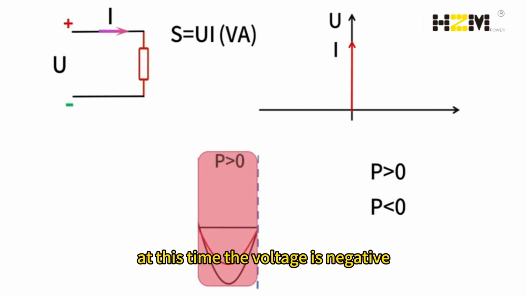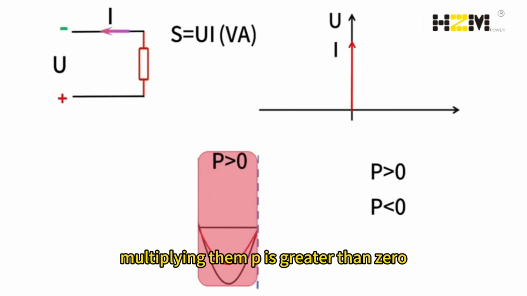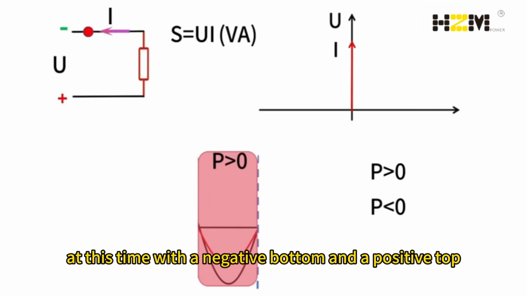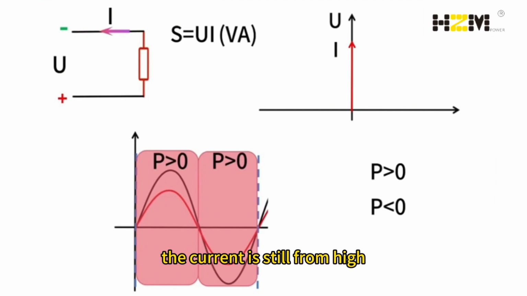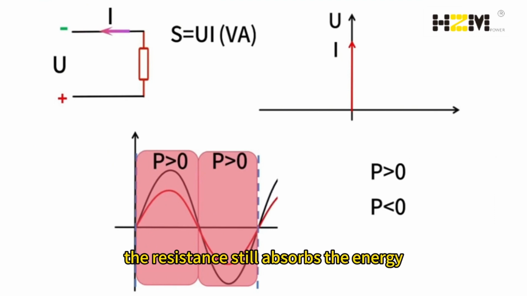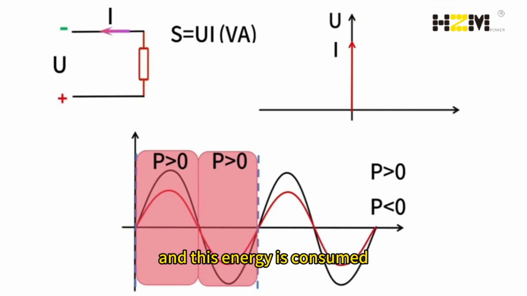At this time, the voltage is negative and the current is also negative. Multiplying them, P is greater than 0, also absorbing energy. At this time, with a negative bottom and a positive top, the current is counterclockwise. The current is still from high to low and is provided by the power source. The resistance still absorbs the energy. It can be seen that the entire process absorbs energy, and this energy is consumed.